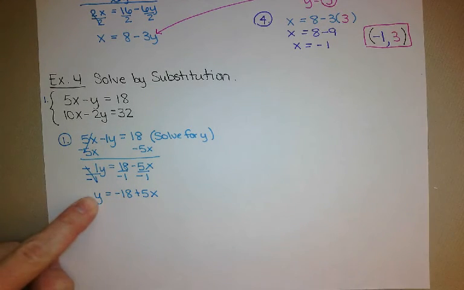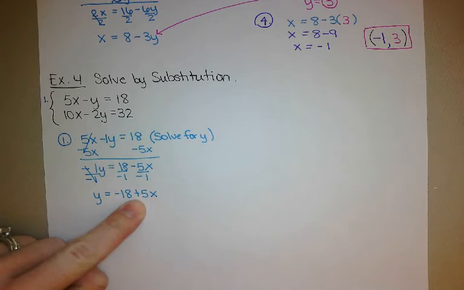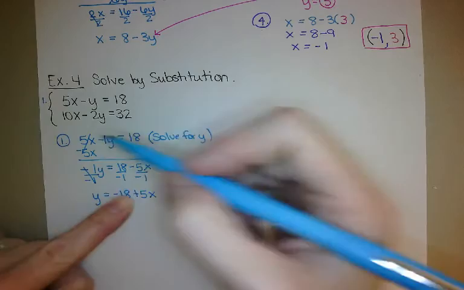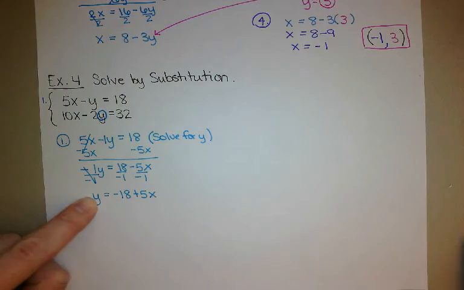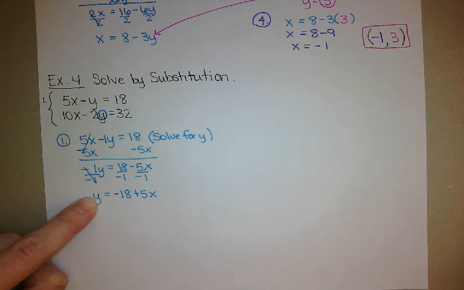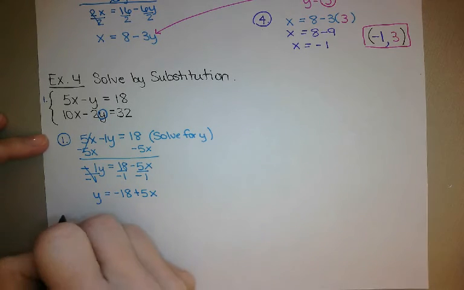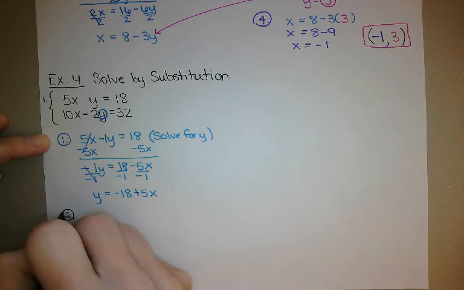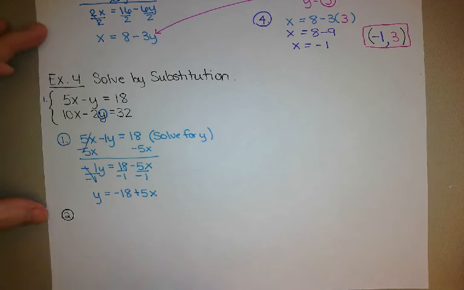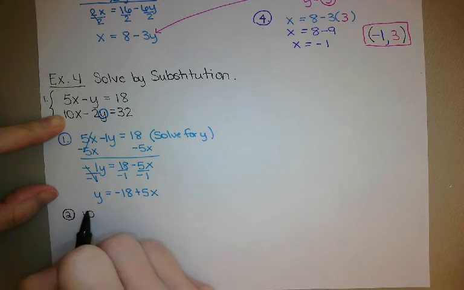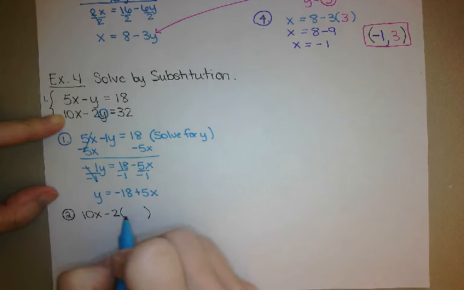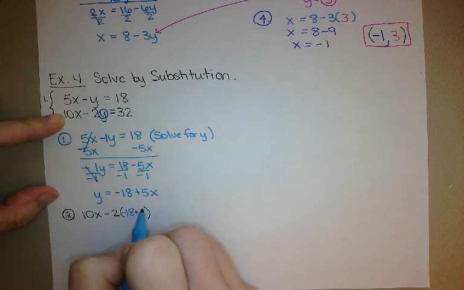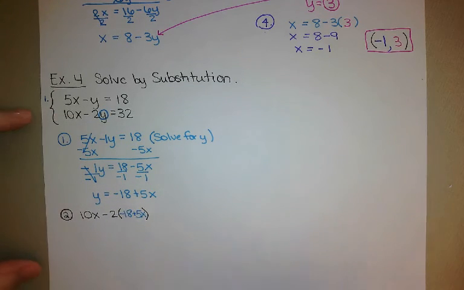Okay, so now I know that my y value can be replaced with negative 18 plus 5x. So I'm going to substitute this into the other equation for its y. So I'm going to substitute into that spot. All right, so I'm going to say 10x minus 2y, and our y is negative 18 plus 5x, and it's got to equal 32.